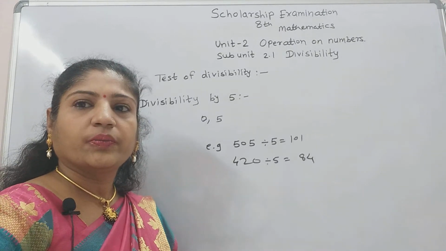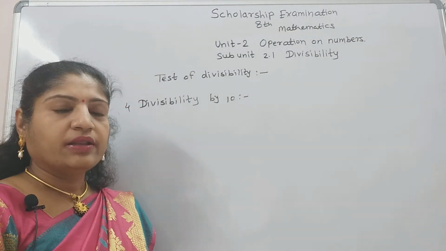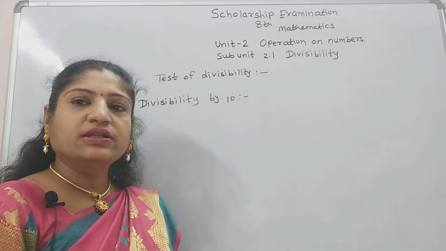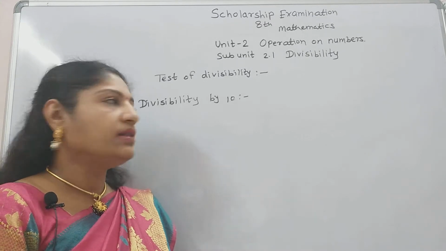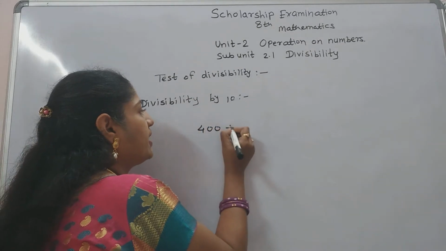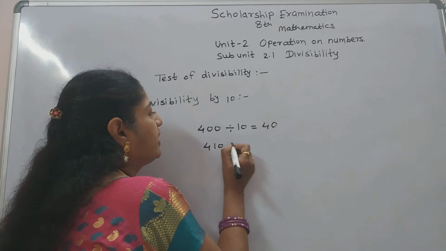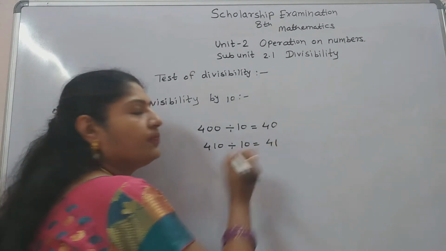Next test is divisibility by 10. If the number has 0 at its unit place, then the number is divisible by 10. For example, 400 divided by 10, answer is 40. 410 divided by 10, answer is 41.